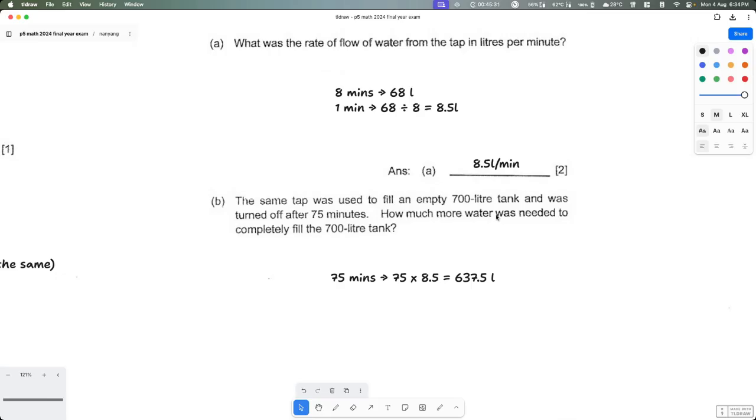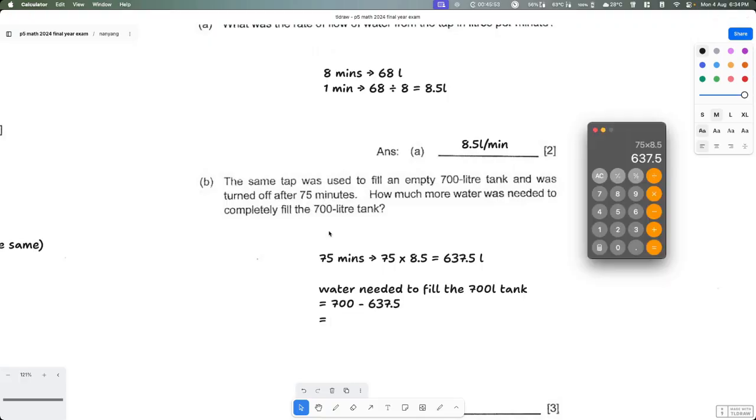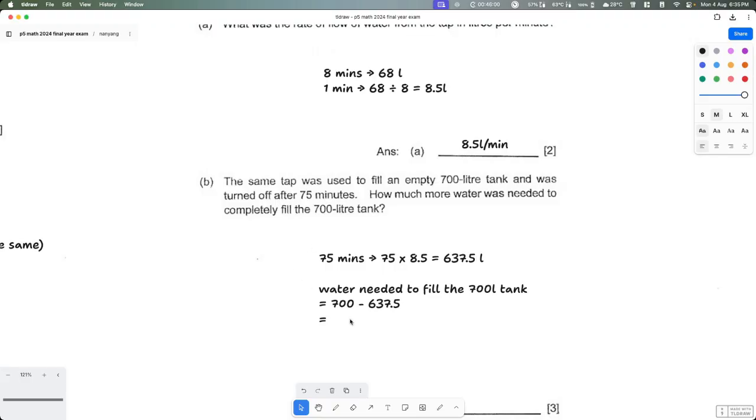All right, so how much more water was needed to completely fill the tank? So it's basically the water needed to fill the 700-liter tank, so 700 minus 637.5. And what is this equal to? All right, 700 minus 637.5 is 62.5 liters. Okay, so the answer is 62.5 liters in this case over here.